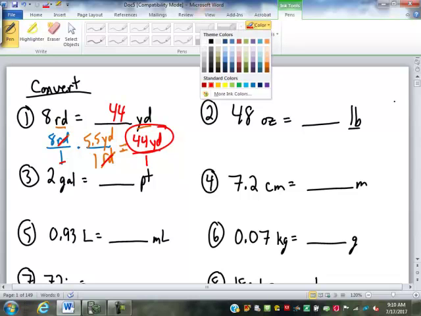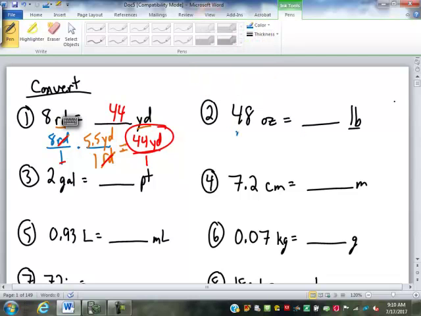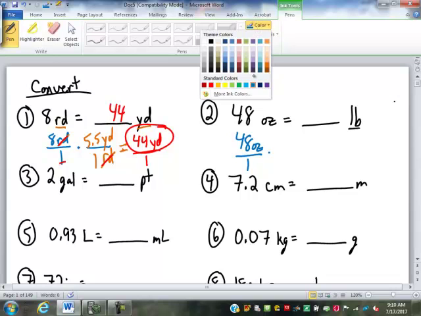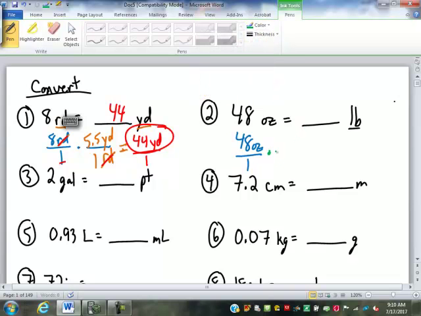Okay, good. Over here then, 48 ounces, we're going to do the same thing. 48 ounces over 1. And we're going to multiply by a conversion factor. Again, we have ounces here that we're trying to get rid of, so we're going to put ounces on bottom. We're converting to pounds, so pounds are going to go on top. We look up our relationship. 1 pound is 16 ounces. So the ounces cancel out.